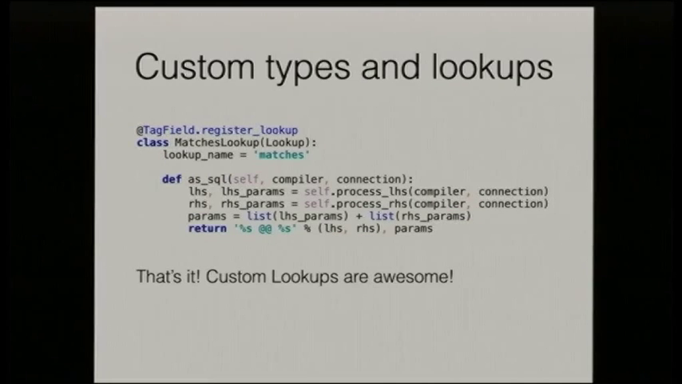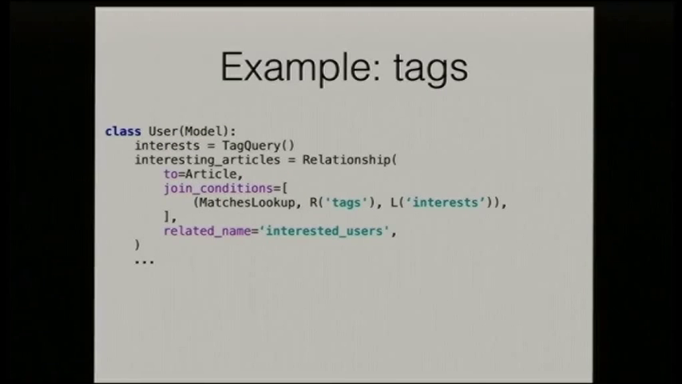Here's another example. Tags. This is using Postgres full text search with a custom lookup. In this case, this matches lookup. That can just be anything that returns SQL. So anything that returns SQL you can use as a join condition to create one of these fields.